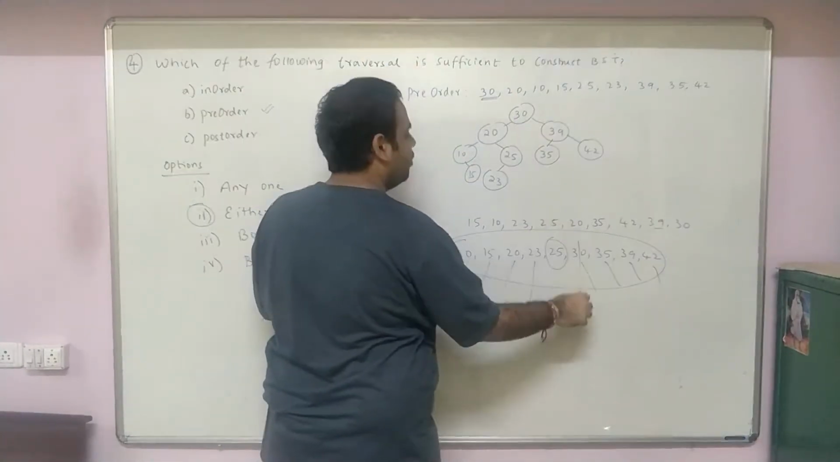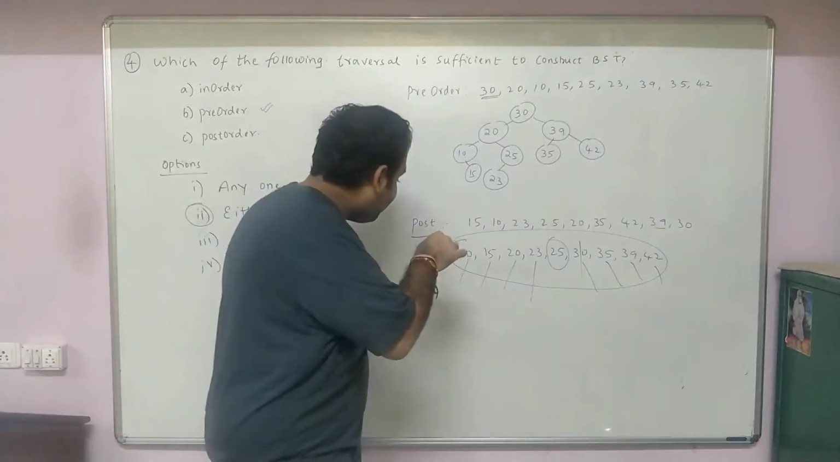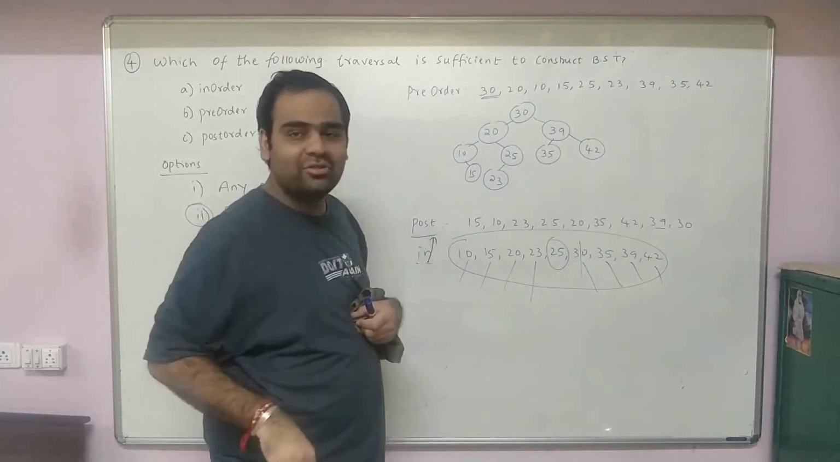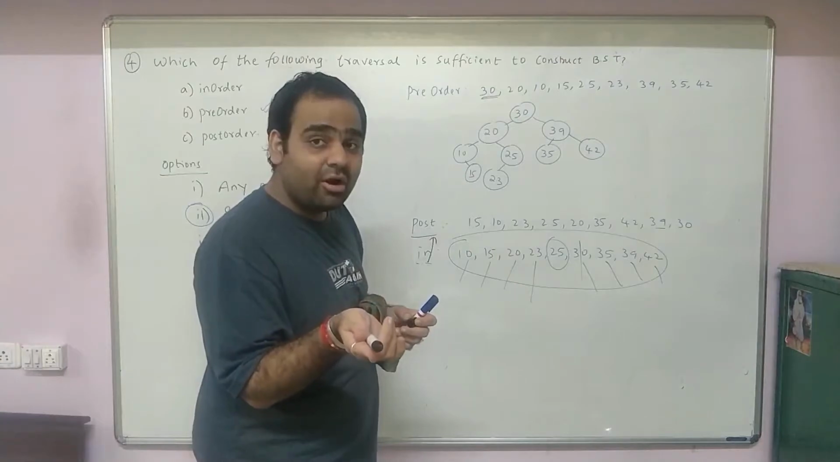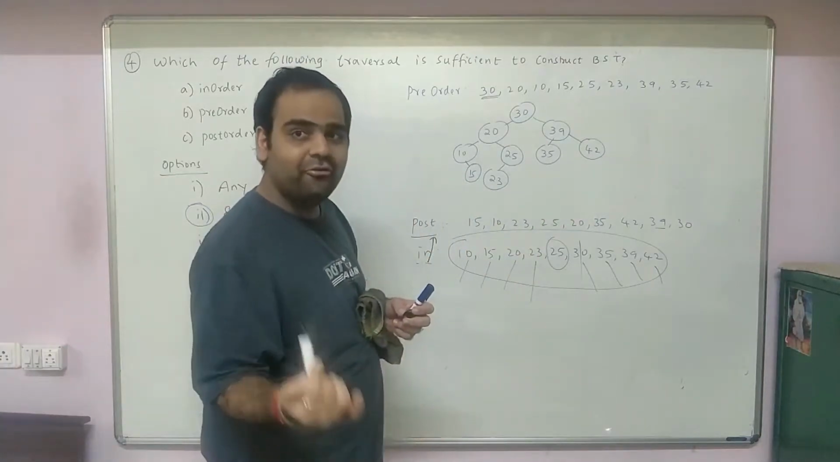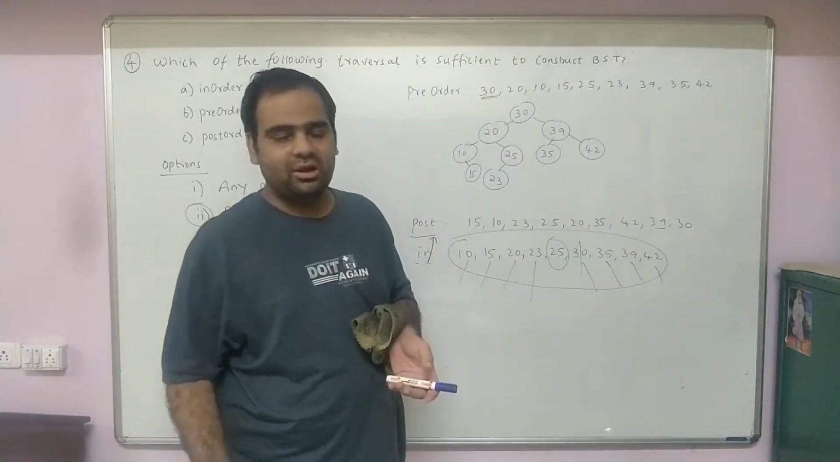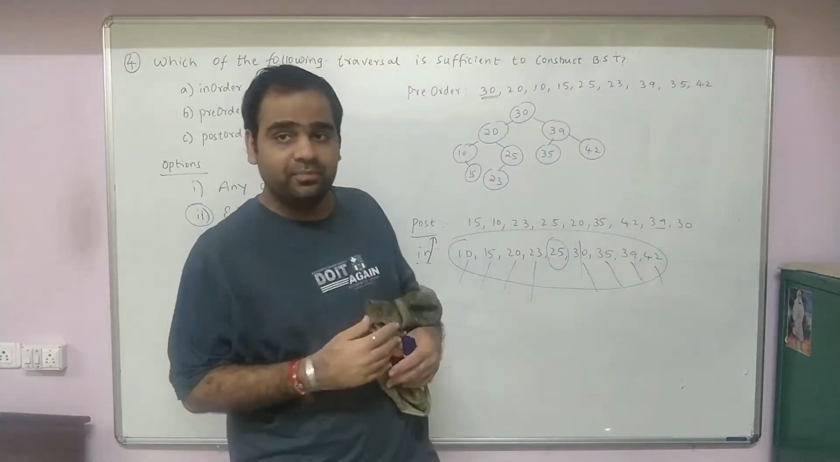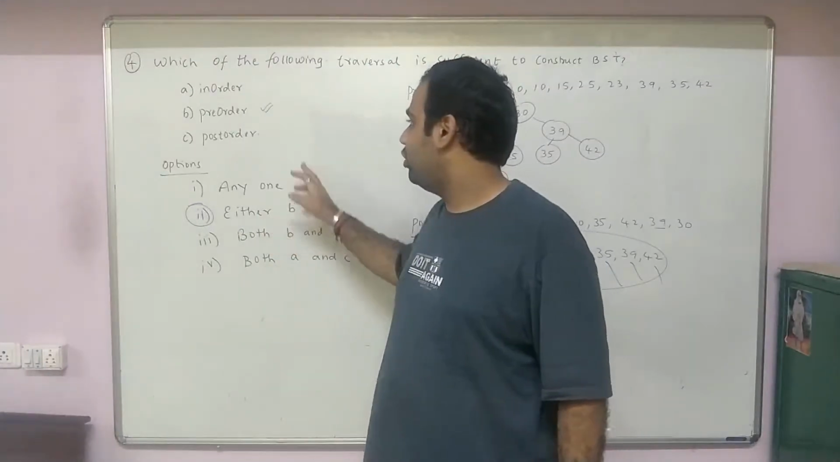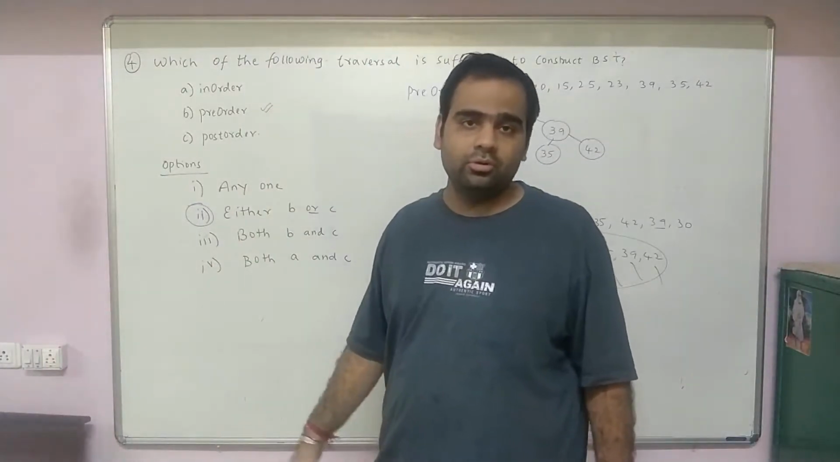Because from 30, I say 30 is root. Or given in-order, you need post-order as well. That means given in-order, you need the help of pre-order or the help of post-order to decide on the root. I hope you are understanding it? Therefore, the correct answer is either B or C, that is either pre-order or post-order.